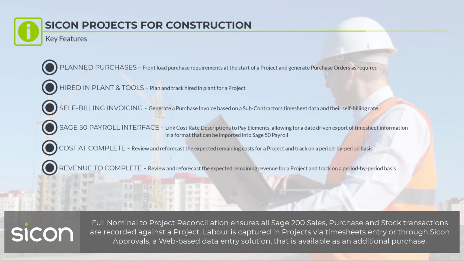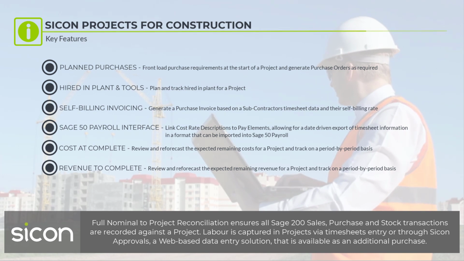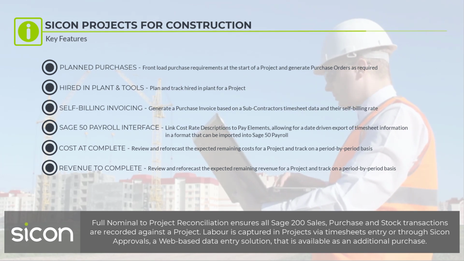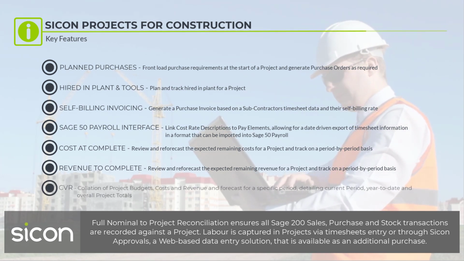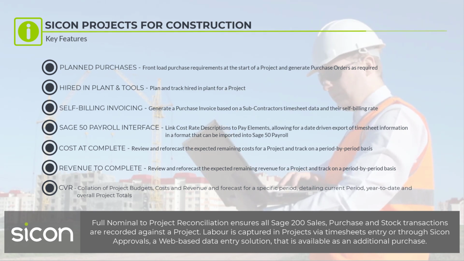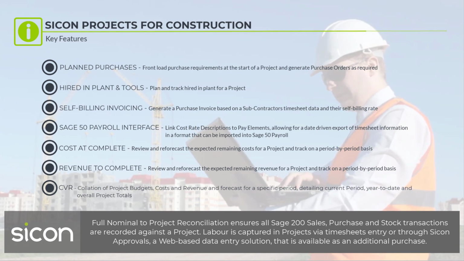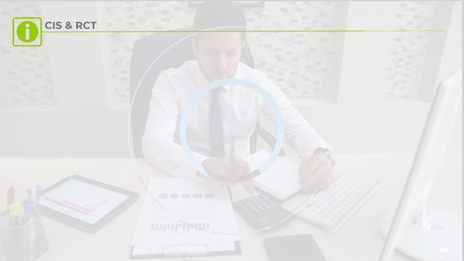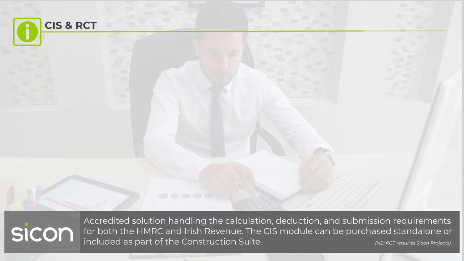Revenue to complete: review and reforecast the expected remaining revenue for a project and track on a period-by-period basis. CVR: collation of project budgets, costs and revenue, and forecast for a specific period, detailing current period, year-to-date and overall project totals. CIS and RCT: an accredited solution handling the calculation, deduction and submission requirements for both the HMRC and Irish Revenue. The CIS module can be purchased standalone or included as part of the construction suite.